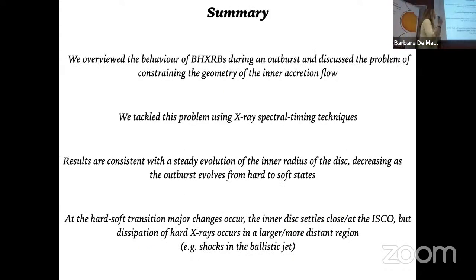So in summary, we overviewed the behavior of black hole binaries. We addressed the problem of constraining geometry as a function of accretion state and how this can be done using spectral timing techniques. And I showed you results regarding MAXI J1820, where this study gives evidence of the fact that the disk steadily evolves throughout the hard state, reaching close to the ISCO when the transition occurs. And this is closely linked to the ballistic jet ejection.